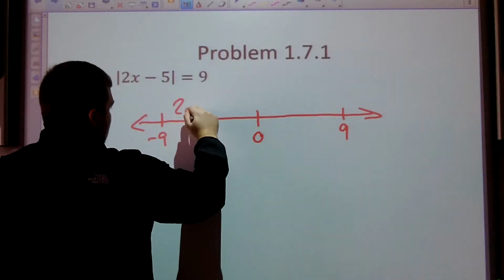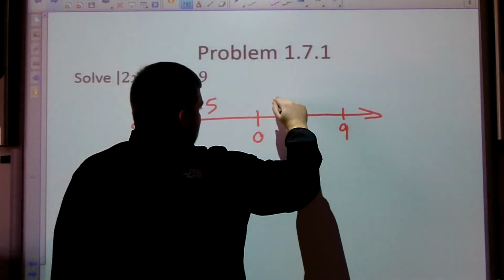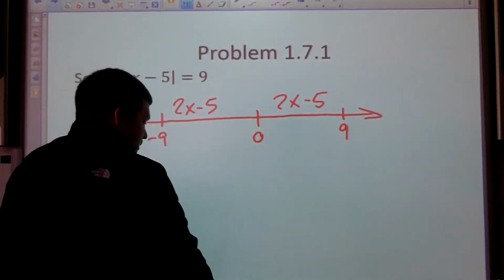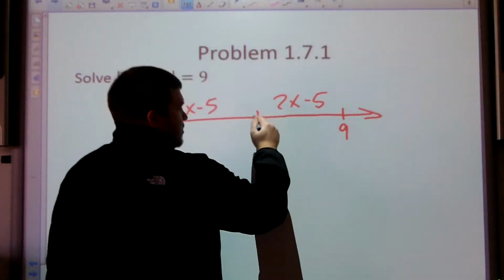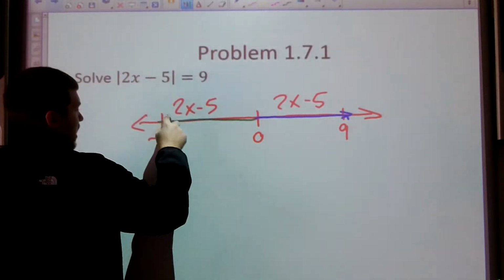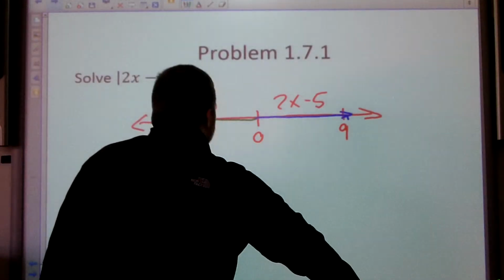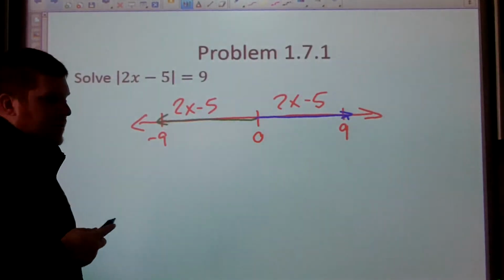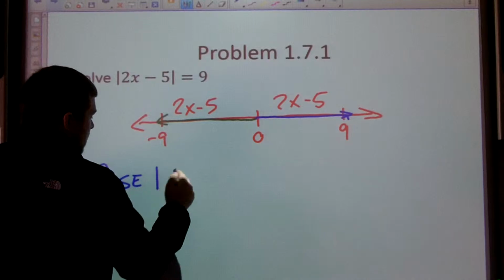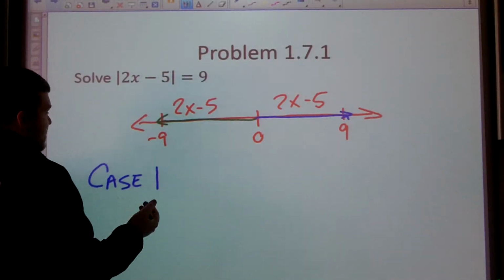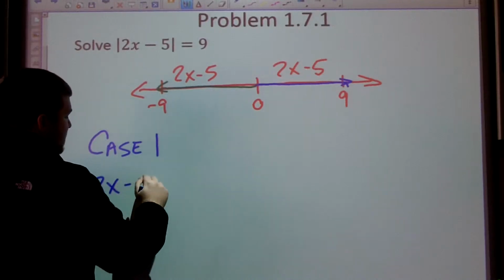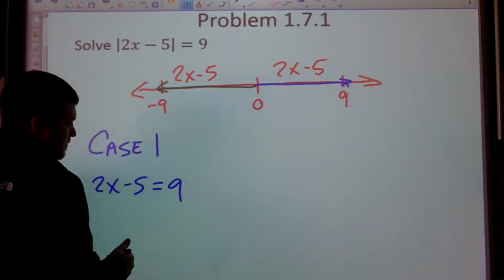So this is 2x minus 5. This is 2x minus 5. And it all depends on which direction you walk. Case 1, I walk to the right. Case 2, I walk to the left. So let's do that. We have to split our problem up into two cases. So case 1, I walk to the right. So when I did that, I saw that 2x minus 5 was equal to 9.